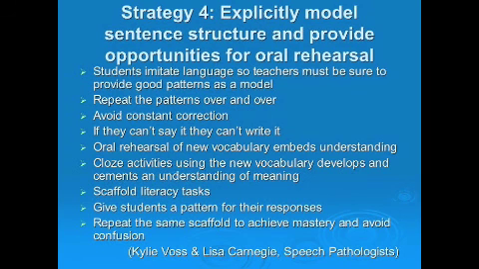Kylie Voss and Lisa Carnegie are speech pathologists and offer the following advice to teachers. They say that students imitate language, so teachers must be sure to provide good patterns as a model. Repeat the patterns over and over and avoid constant correction. They say that if students can't say it, they can't write it. Therefore, oral rehearsal of new vocabulary embeds understanding, and cloze activities using the new vocabulary develops and cements an understanding of meaning.